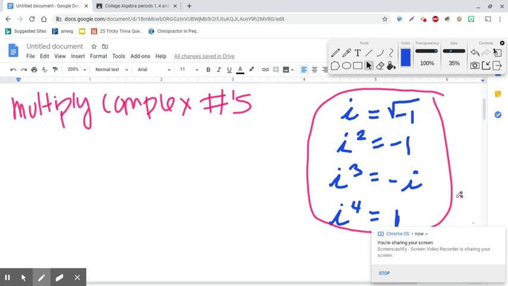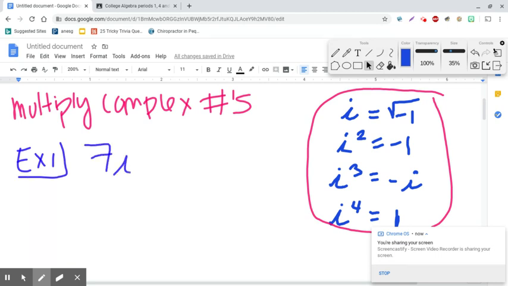Last week we worked with i, which is equal to the square root of -1, and i squared, which is equal to -1. We're also going to add i to the third, which is -i, and i to the fourth, which is +1. So we're just going to do simple multiplication, not too crazy, okay?